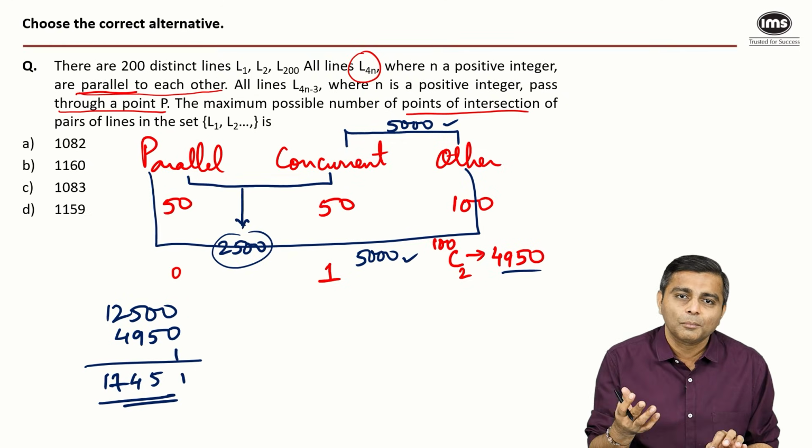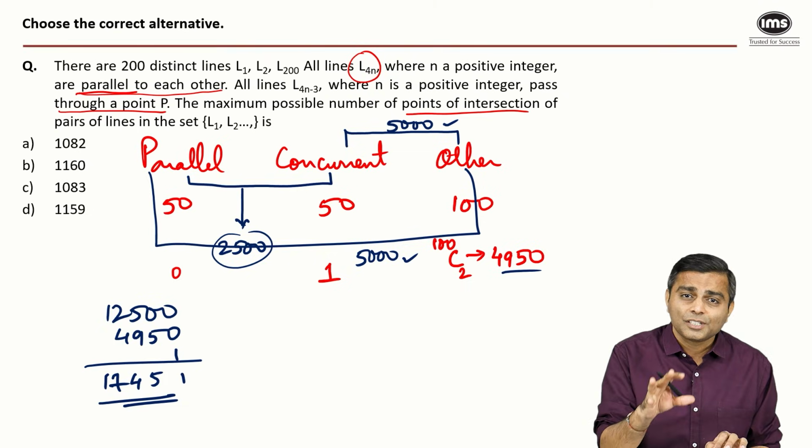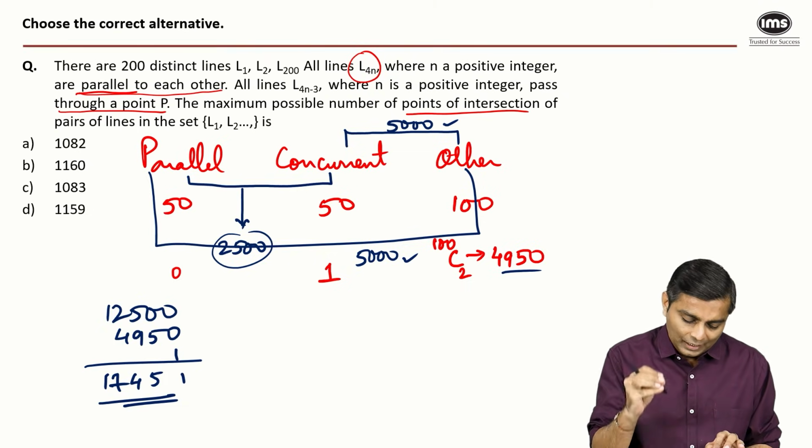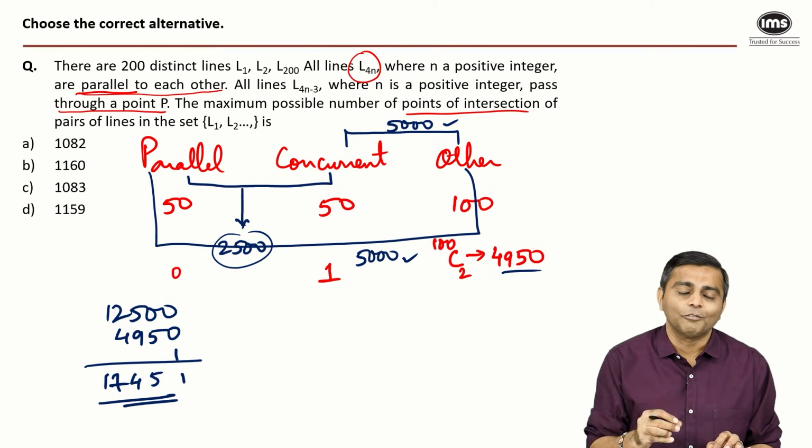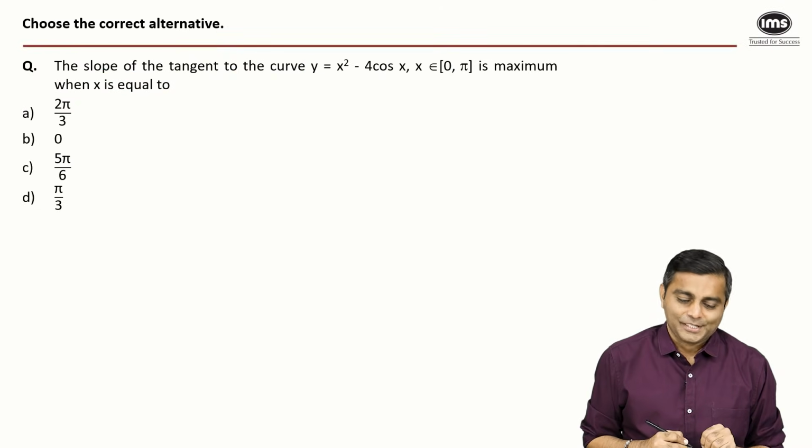So there should have been some additional constraint. But if the question is taken as it is, the answer should be 17,451. Moving on to the next question now.